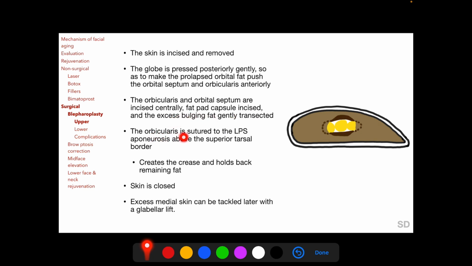Then the orbicularis is sutured to the LPS aponeurosis above the superior tarsal border. This creates the upper eyelid skin crease and also holds back remaining fat. Following this, the skin is closed.